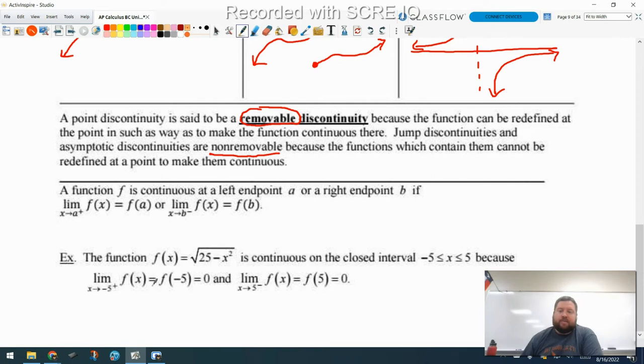So I think this is best demonstrated with an example. So we saw this in our pre-cal review. Remember that this is a semicircle, radius of 5, center at 0. So I'm going to draw that out over here.